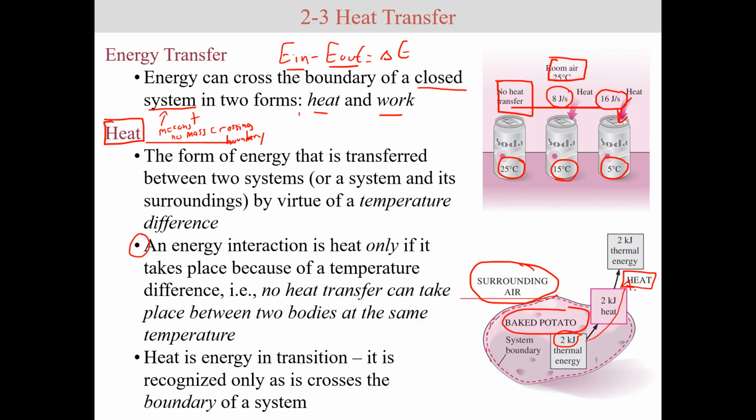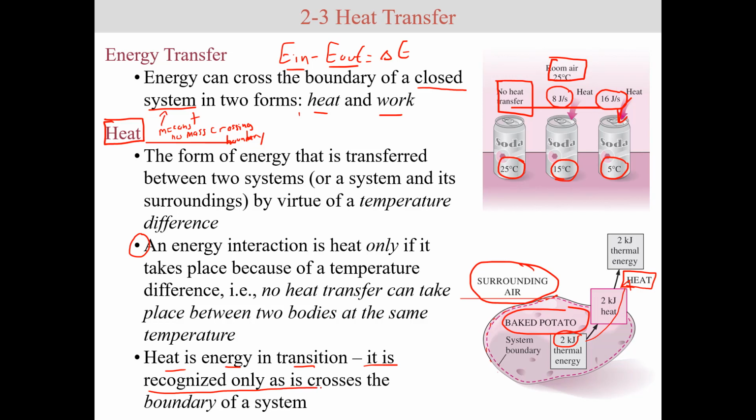Heat is energy in motion. Heat is energy in transition. So you can't say I possess a lot of heat because I'm hot. You would say the temperature of my body is high. Therefore, my body is giving off energy to the environment in the form of heat, because heat is only recognized as energy transfer from one point to another. And it's only recognized at the boundary of a system.